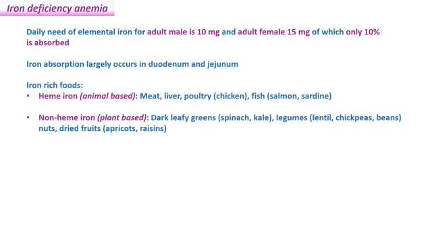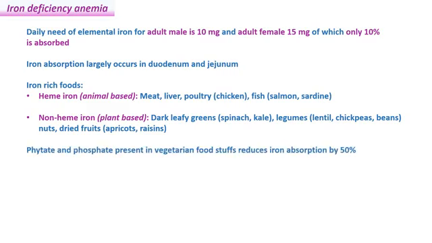Iron rich food: heme iron, animal based, meat, liver, poultry, fish; non-heme iron, plant based, dark leafy greens, legumes, nuts, dried fruit like apricot, raisin. Phytate and phosphate present in vegetarian foodstuffs reduce iron absorption by 50%.